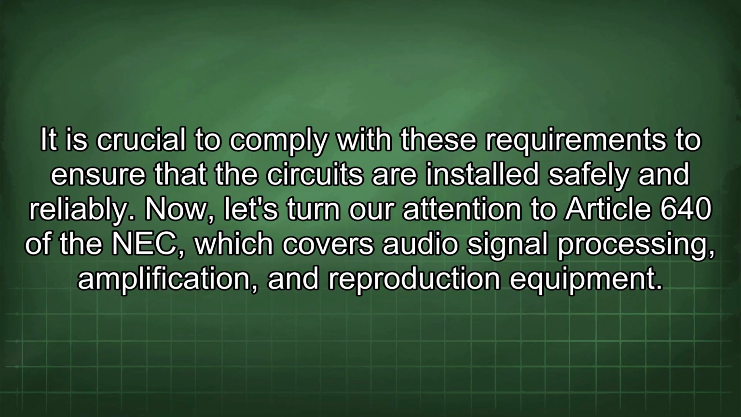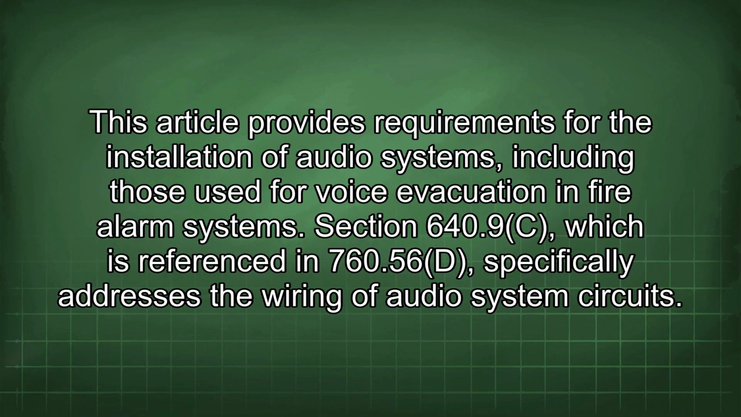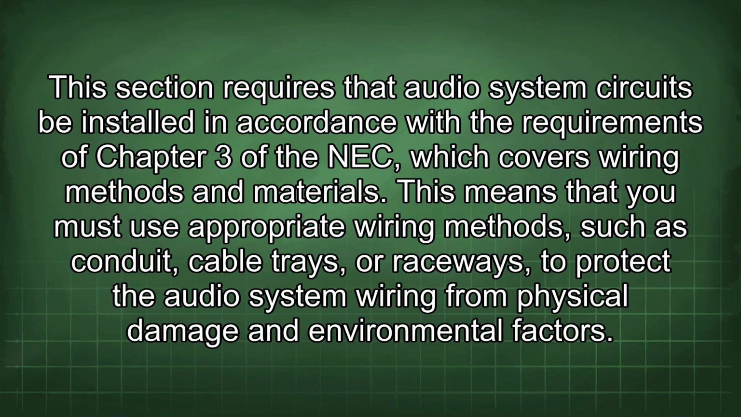Now let's turn our attention to Article 640 of the NEC, which covers audio signal processing, amplification, and reproduction equipment. This article provides requirements for the installation of audio systems, including those used for voice evacuation in fire alarm systems. Section 640.9(C), which is referenced in 760.56(D), specifically addresses the wiring of audio system circuits. This section requires that audio system circuits be installed in accordance with the requirements of Chapter 3 of the NEC, which covers wiring methods and materials. This means that you must use appropriate wiring methods such as conduit, cable trays, or raceways to protect the audio system wiring from physical damage and environmental factors.